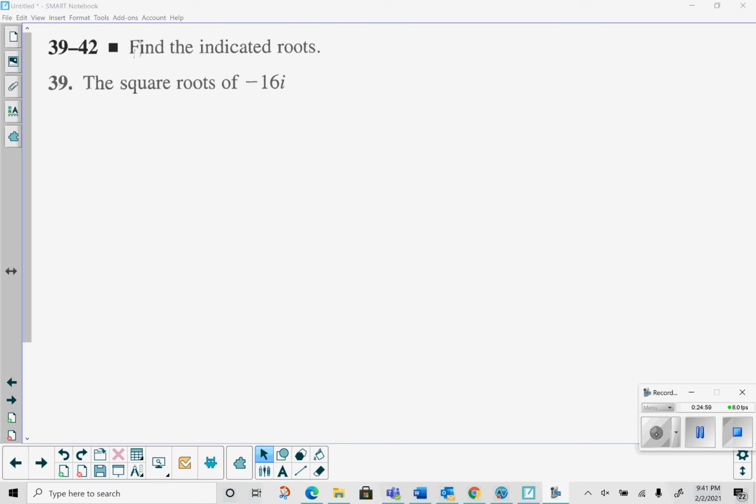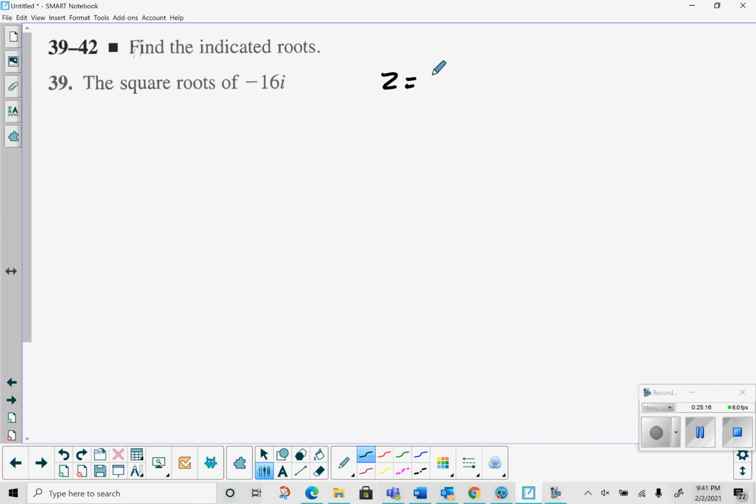Someone else asked for number 39. So find the square roots of negative 16i. Now, again, sometimes they write things that are incomplete. That's okay.